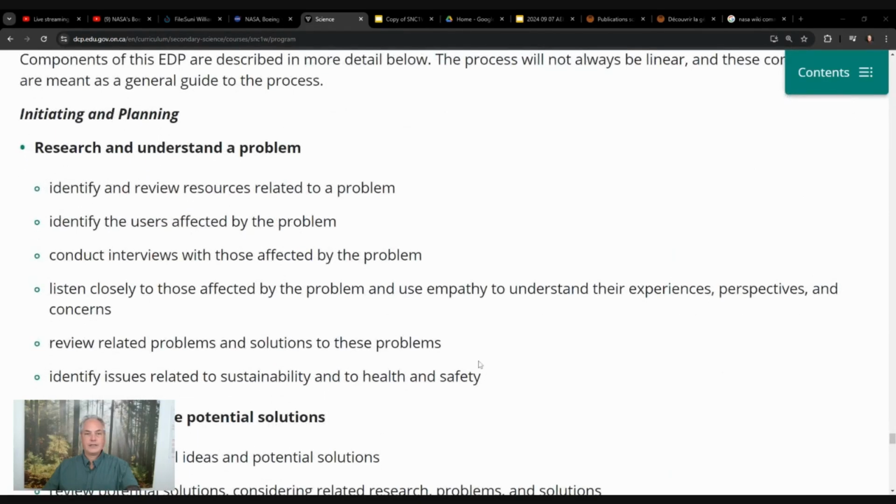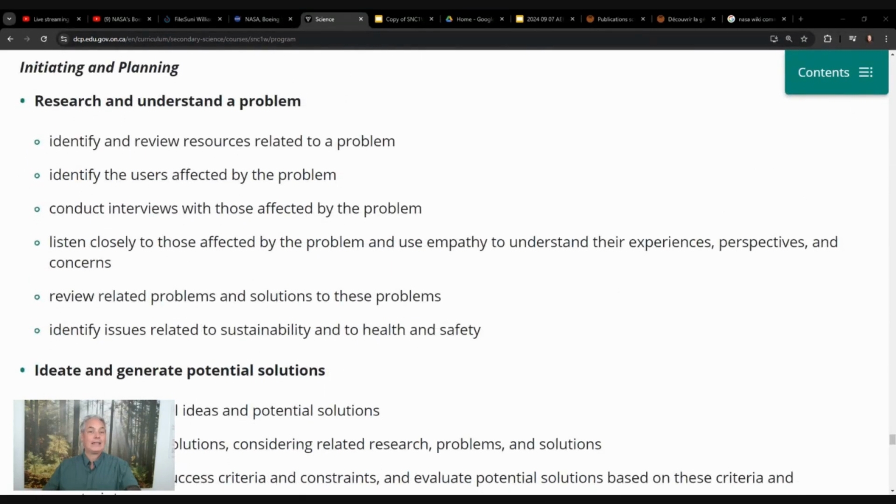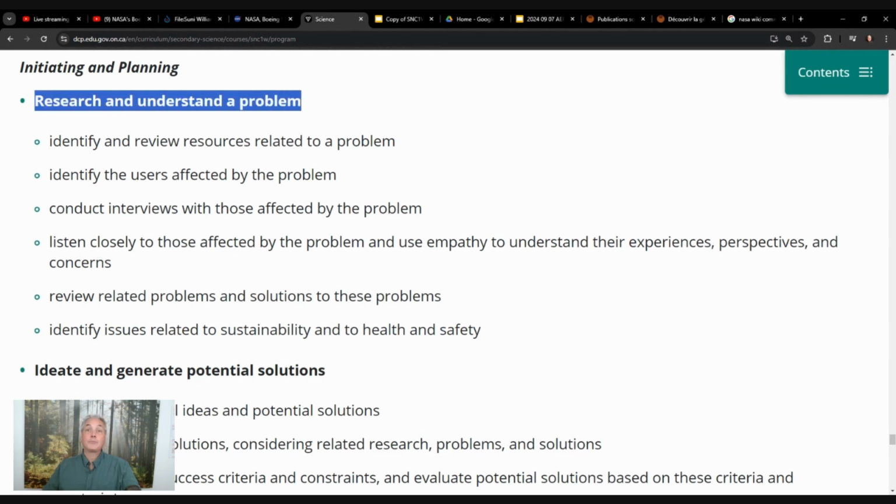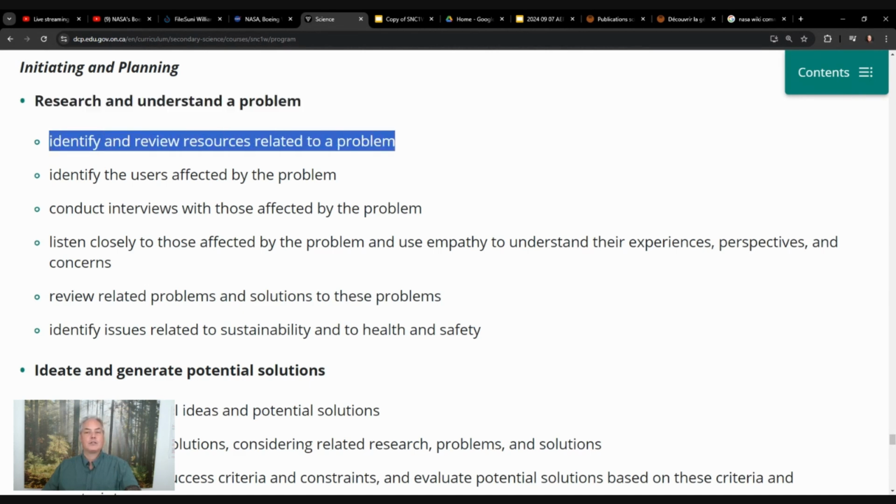So the first section here is about initiating and planning. So here we need to figure out, let's do some research and understand the problem that we are facing. So first of all, we need to identify the resources that are available about the problem. So that's something that is quite important, because if we are on Earth or on the ocean or in space, the environments are dictating different solutions for different problems.